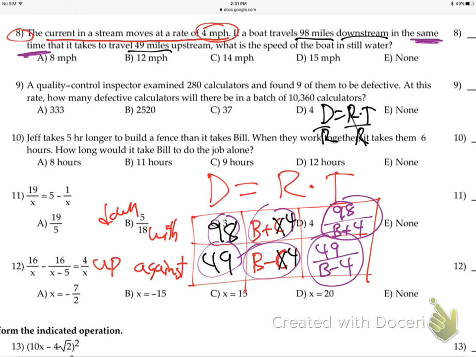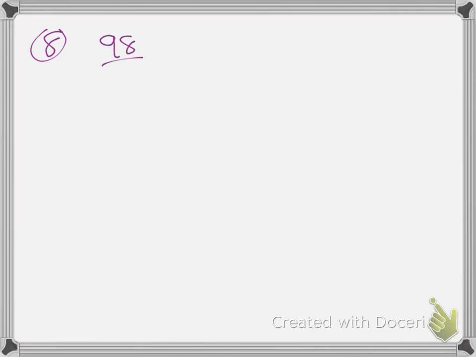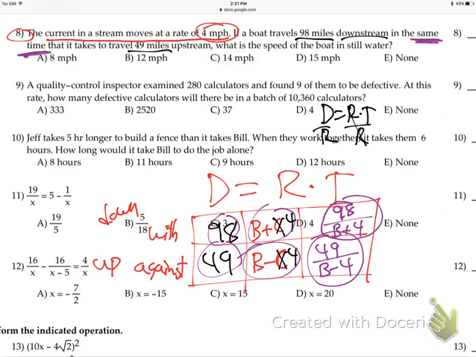I'm going to need to go to a fresh screen. So we all got that down? This is number 8. Go here. Back. So 98 over B plus 4 equals 49 over B minus 4. Everybody got that down okay? Everybody see how we did that? Questions I can answer so far on the setup?